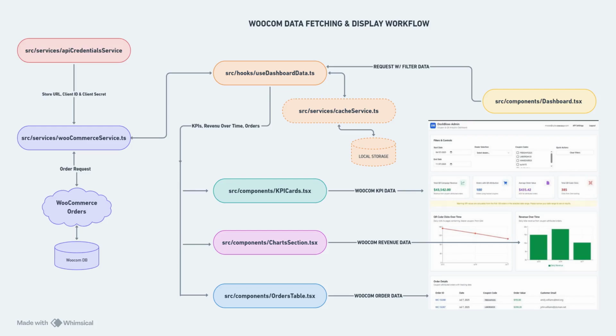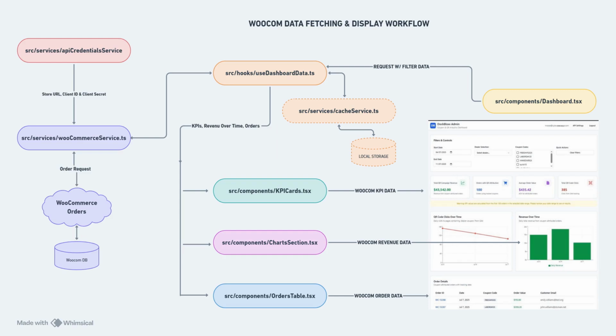Now that we have our data, let's get into the WooCommerce data flow to our dashboard. On page load or filter selection, dashboard.tsx immediately calls our useDashboardData.ts hook, and this is the brain of our entire operation. useDashboardData.tsx reaches out to WooCommerceService.tsx to fetch the order data.